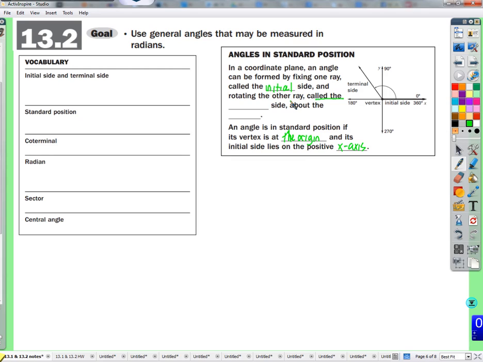So you take two rays, you put them together, and you rotate one like this. We call the side where the angle stops the terminal side, where it terminates. Terminal is a word that means stops, ends. Terminator. The terminator ends people. The terminal side just ends up hanging.